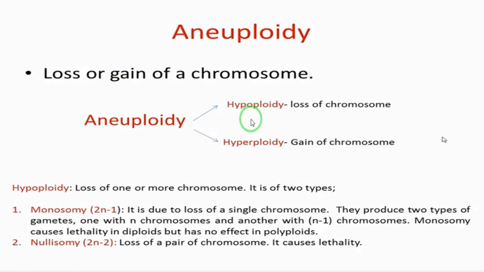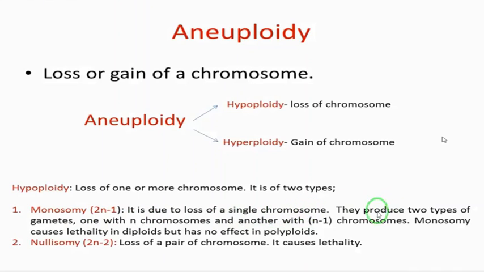Aneuploidy has two types, hypoploidy and hyperploidy. Hypoploidy means loss of chromosomes, hyperploidy means gain of chromosomes, that is deletion and addition. Hypoploidy is loss of one or more chromosomes. It is of two types. First one, monosomy, 2n minus 1. It is due to loss of a single chromosome.